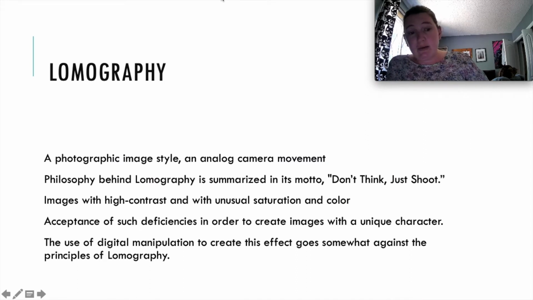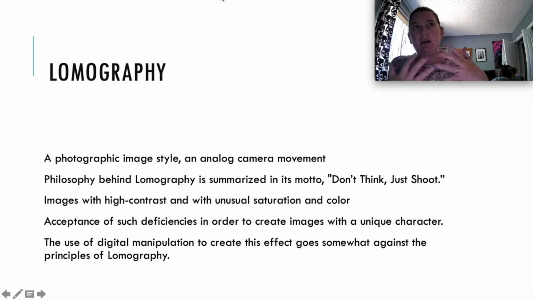Lomography is another one, which is fun. It's an analog camera movement. The idea behind lomography is don't think, just shoot. You don't think about the picture, you just take the picture, take the picture, take the picture. And you're looking for things with high contrast. So, a lot of unusual coloring, dark and light sort of thing. And it creates these images of unique character.